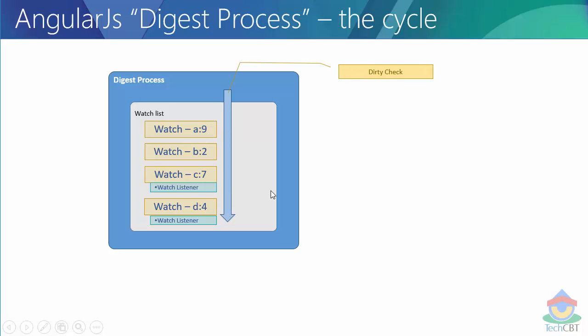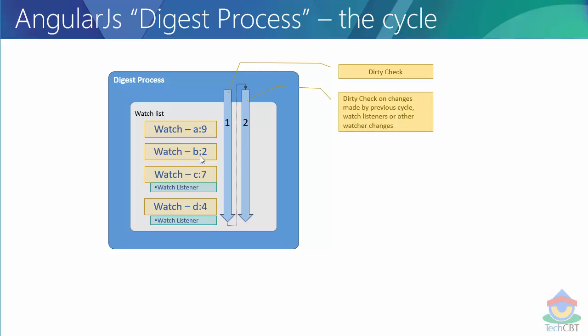The first thing is that the digest process will go through all of the watches available in the watch list and perform a dirty check, which means it tries to figure out if the values have been modified behind the scenes. And this is important: if there are no modifications, it still does a second round. This is very, very important. Whether or not it figures out any modifications, it still goes through a second cycle of the same digest process.